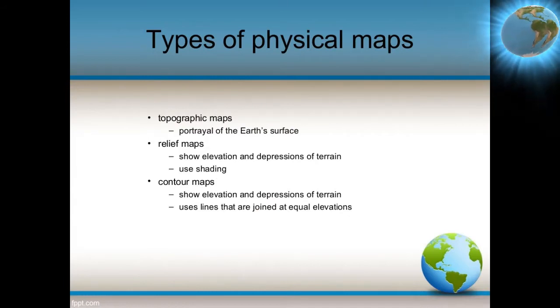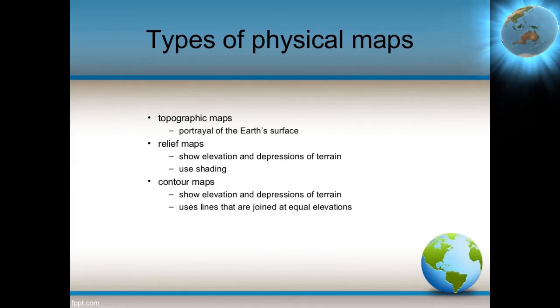First, the topographic map. That is nothing but the portrayal of the Earth's surface. So it shows Earth from a far away view, and it shows things like urban developments, buildings, roads, etc. And then relief maps show elevation and depressions of a terrain, and they use shading. Like they basically show the Earth from a very high point, and they help us understand Earth.